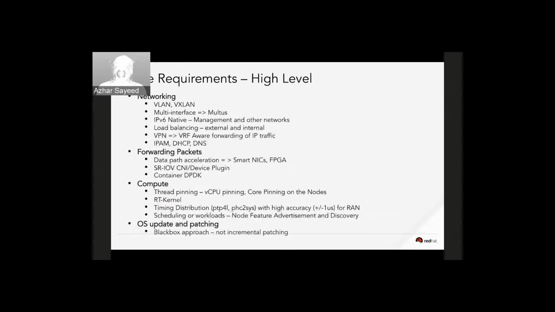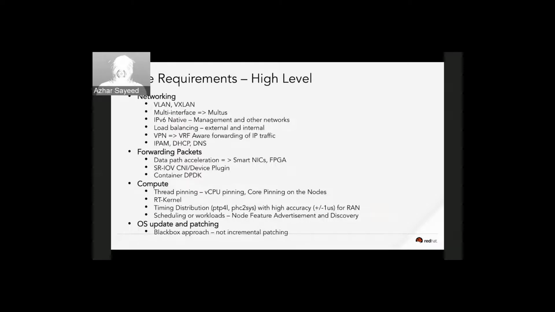Networking requirements, I think there's already been talked about enough. There's more in the context of not just Multus, but also things like native v6. Native v6 everywhere. No NATing, no v4 to v6 conversions. That becomes really, really important. Then data plane acceleration, compute, in terms of real-time capabilities, thread pinning, CPU pinning models. I think Intel did go through some of those things that are coming down.